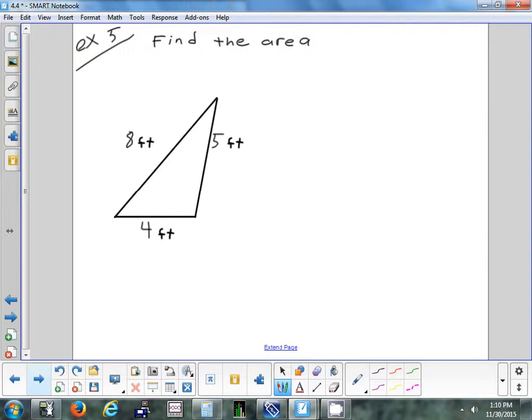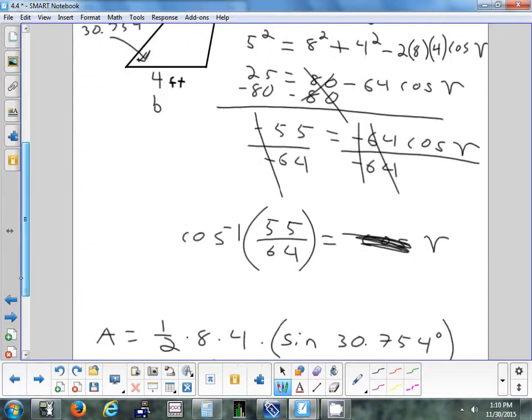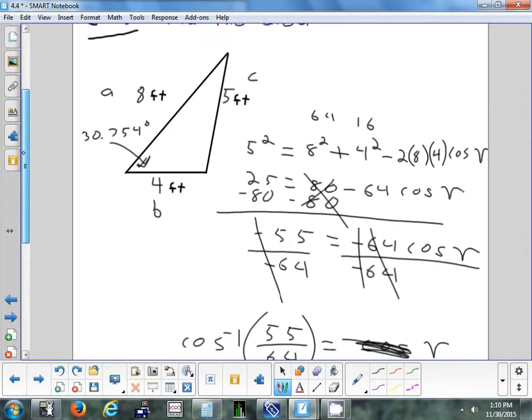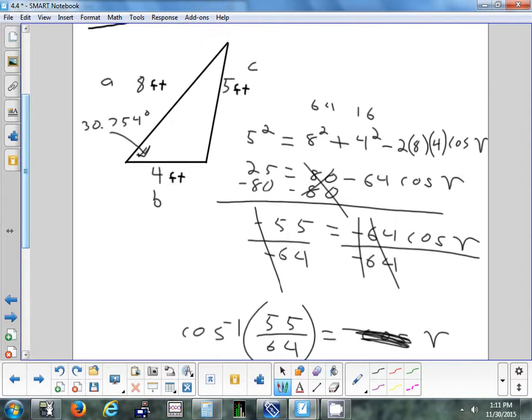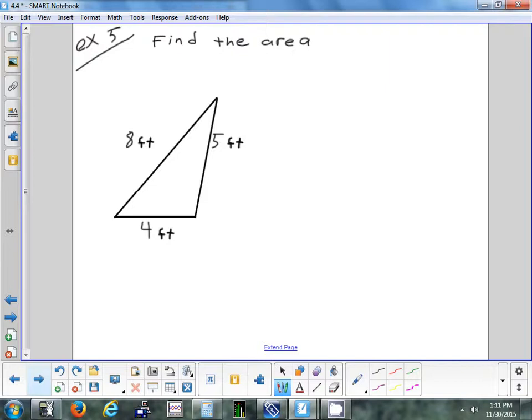What do you notice about this one? Same triangle as what? Oh, we did 2 problems. No, it's the one we just did with 8, 5, and 4. So let's find the area with Heron's formula and see, first of all, how much less work it is. We're going to avoid this whole part. And let's see if we get 8.18.